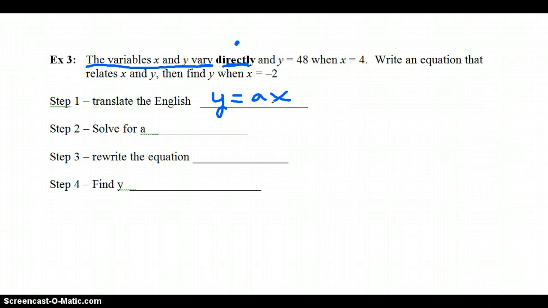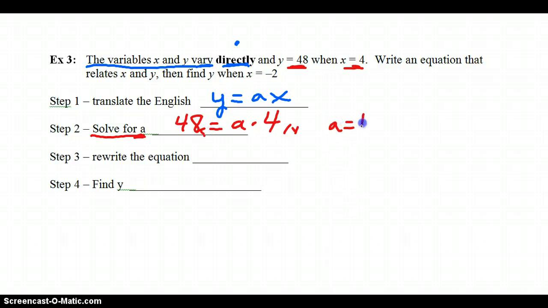The next step that we will do is solve for a given 2 conditions. So I have y equals 48, a we don't know, and x it says is 4. So how would I solve for a? I divide both sides by 4. So in this example, a would equal 12.